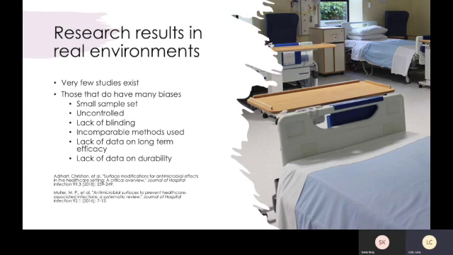So it could be that the sample set is too low, so you can't really draw any significant conclusions. It could be that it was not done in a controlled way. There was a lack of blinding, so the researchers were expecting to see a certain result, and therefore could have skewed the results to some extent. Often different methods were used in different studies, which you then can't compare.